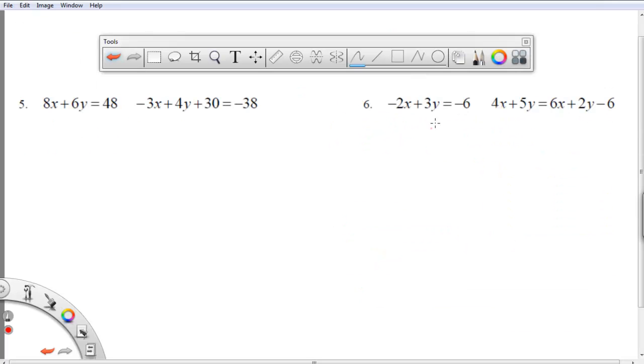Okay, we're doing problem number 6 now, and if we look at the first one, it's already in standard form, so I don't need to do anything to it, so I'm just going to go ahead and write it down.